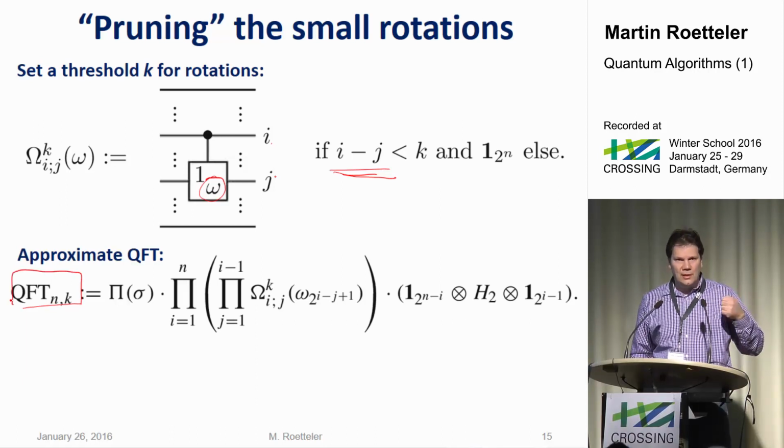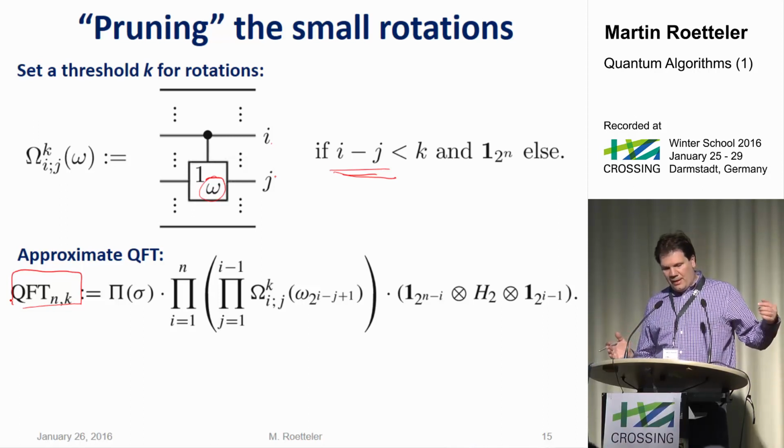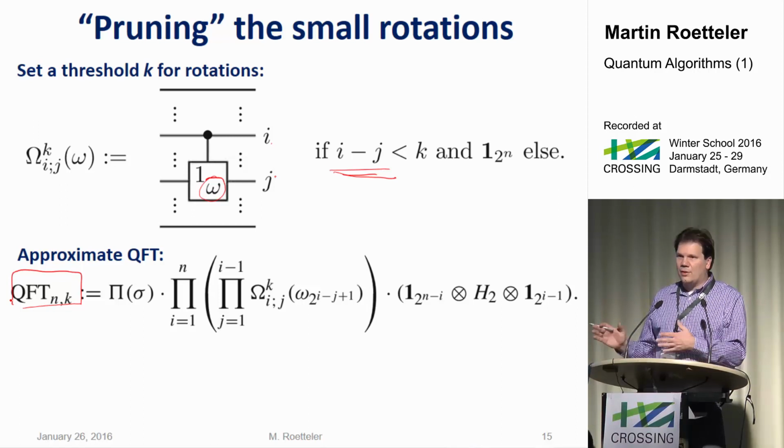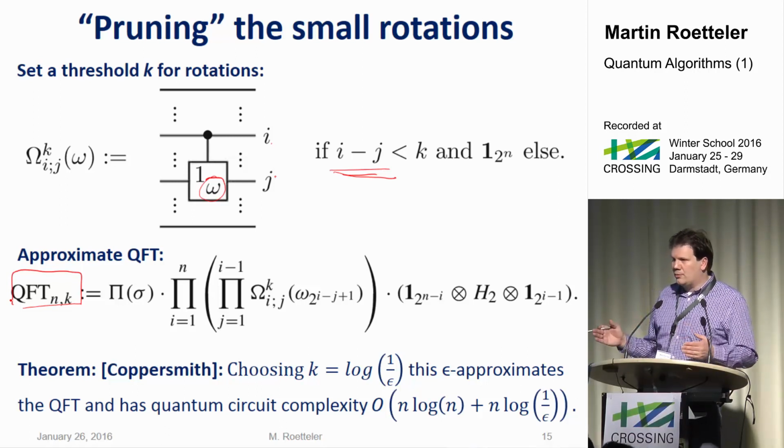So k now controls how much we approximate, right? If we make k very big, we just get QFT n. But if you make k very small, the limit k equals 0 gives us something like the Hadamard transform. But we can interpolate nicely in between. And it turns out, and Don Coppersmith had a paper very early on, saying that if you essentially keep only log n of these controlled rotations, you get an epsilon approximation of your QFT. So in practice, you never want to do all the rotations. It's enough to do only log n of them, and you get a very good approximation to the operator.